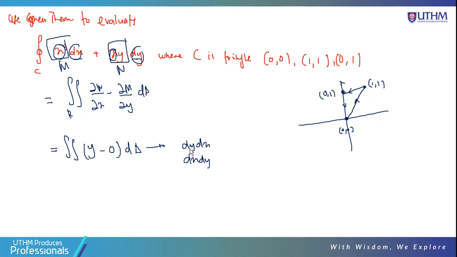So which one do you want to use for dA? Let's say you want to use dx dy. So dx is first, and this one is dy. For dx first, you must look at the lines.